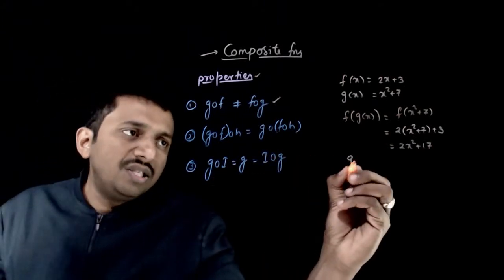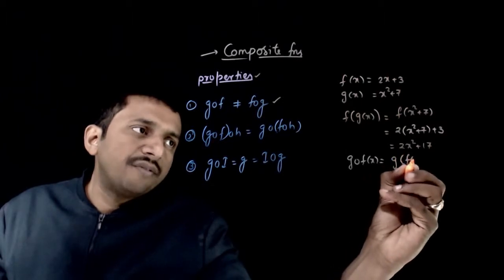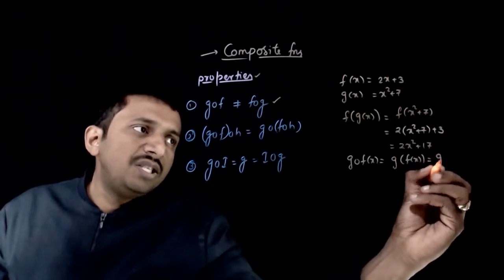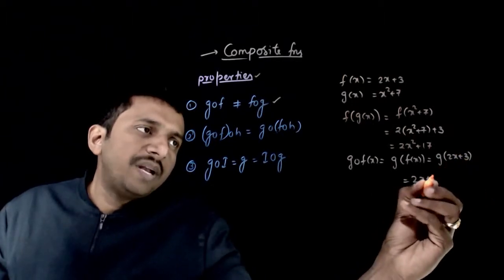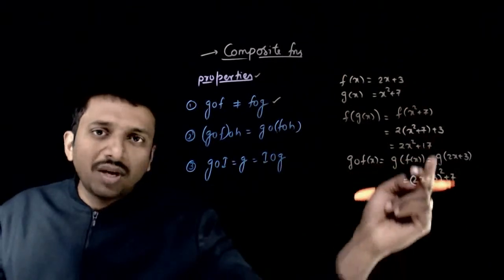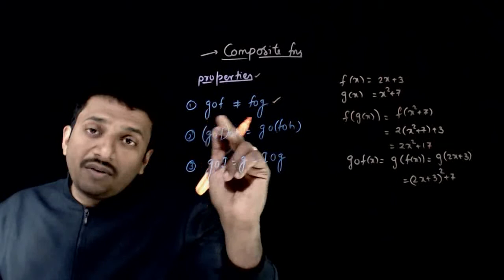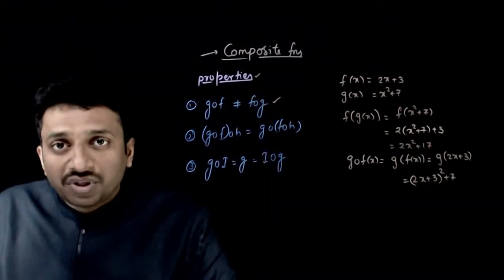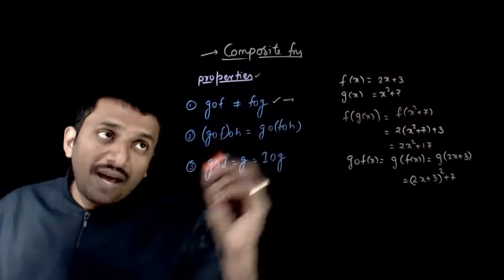And what is GOF of x? It's nothing but g of f of x, that is g of 2x plus 3, that's nothing but 2x plus 3 whole square plus 7. So obviously you can see that these two expressions are not the same. Hence these two are not equal functions. GOF is not equal to FOG. And that means the commutative law is not valid.